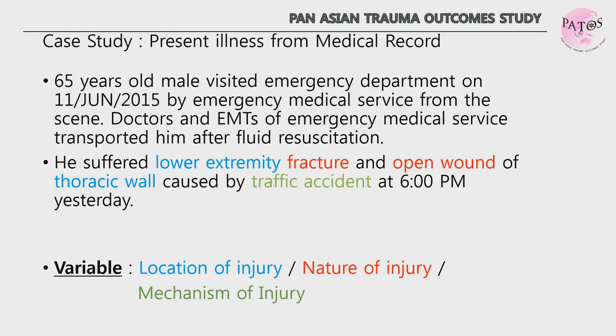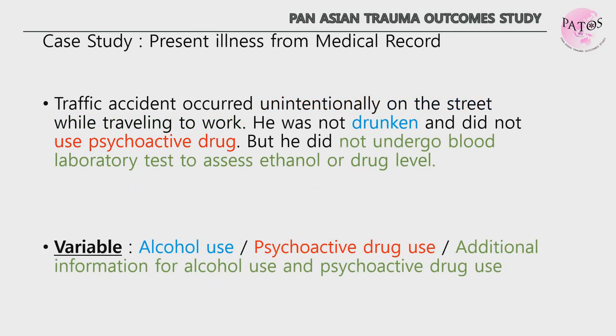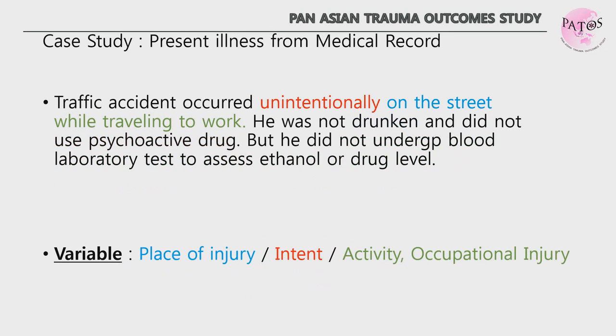According to his medical record, the patient had lower extremity fracture and open wound of the thoracic wall. So the blue parts show us the location of injury, while the red letters tell us the nature of injury. Mechanism of injury in this case would be traffic accident. For place of injury, the patient suffered from a traffic accident, which obviously occurred on the street, and it would be regarded as an unintentional traffic injury.